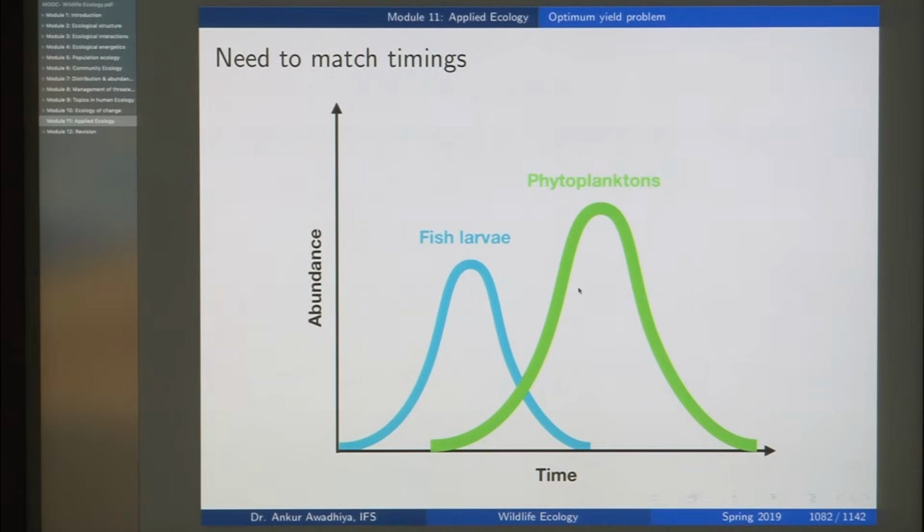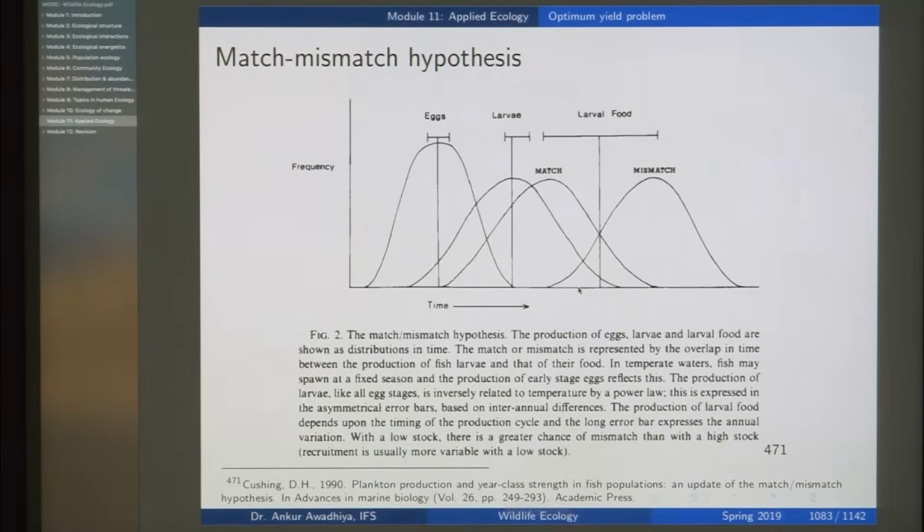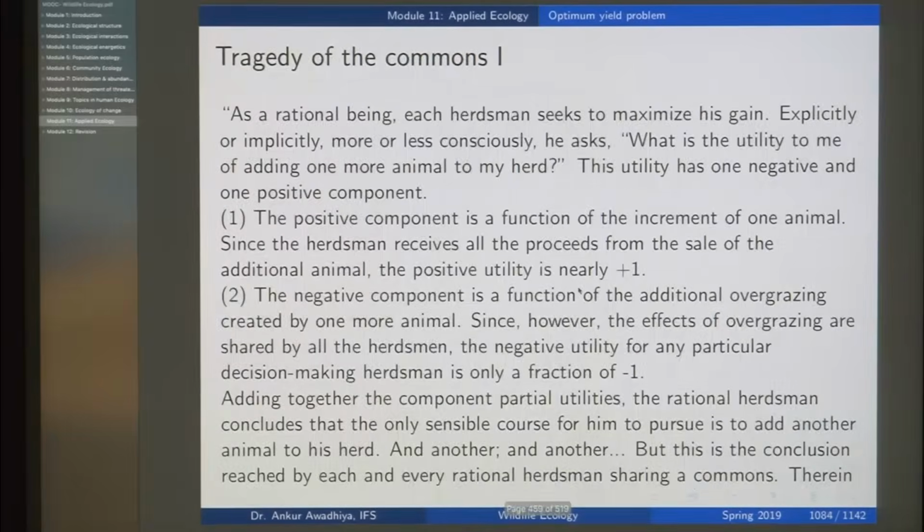So, even in nature there is a need to match timings. We have the match-mismatch hypothesis: if the coming out of larvae matches with the time of an abundance of food, then the population will increase. If there is a mismatch, then the population will collapse.